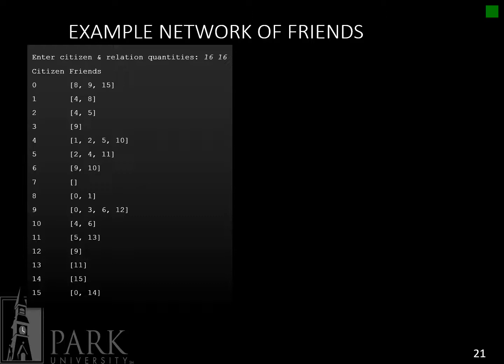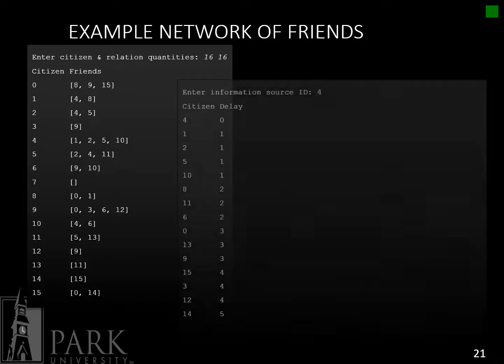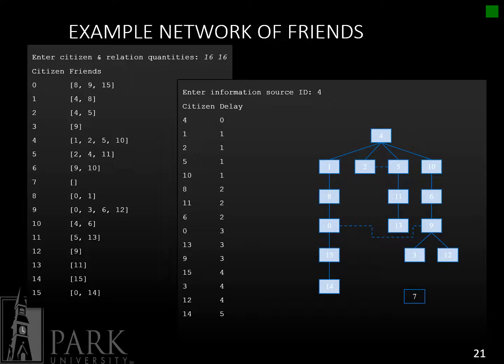And this would be the gossip network if we started with node 4. The dashed line indicates that a node is getting information from two different sources, but it's already been informed, right? So if we start with node 4 over here, we can see that they're friends with 1, 2, 5, and 10. So they tell 1, 2, 5, and 10, right? And you can see that they are one notification, one step from being first told. So that's what this delay is. It's the count of how many times it has gone through this telephone game, right?